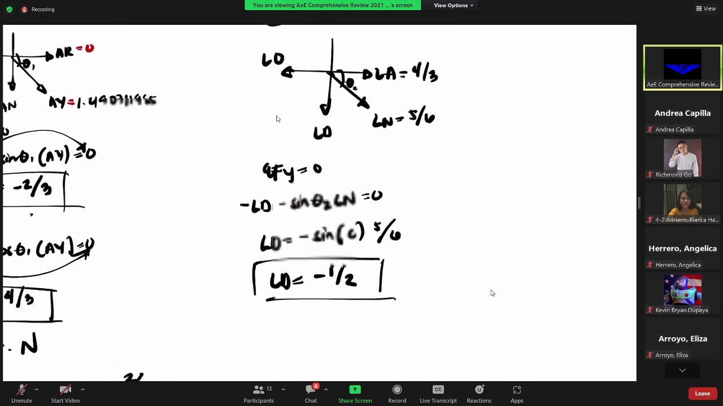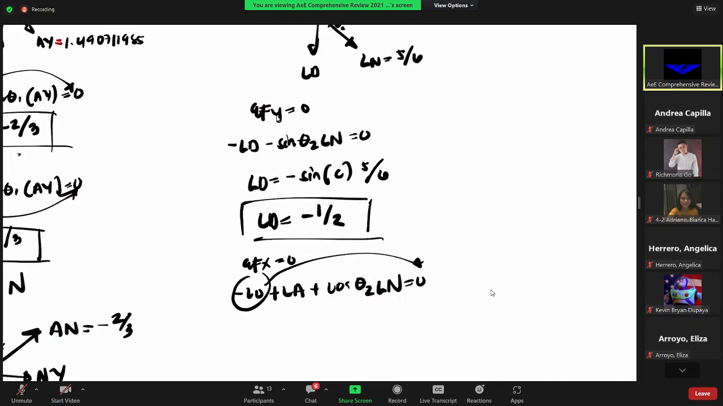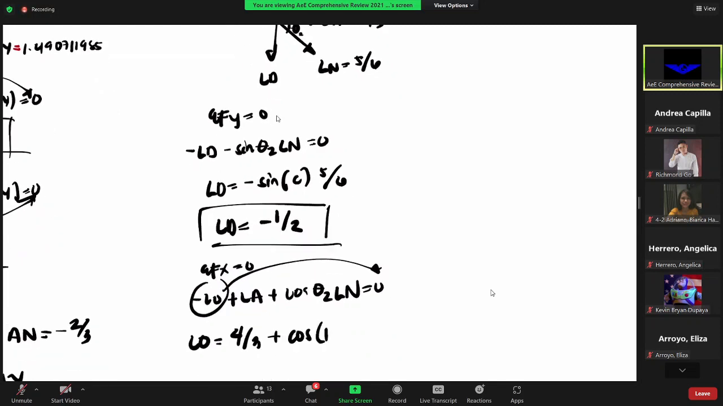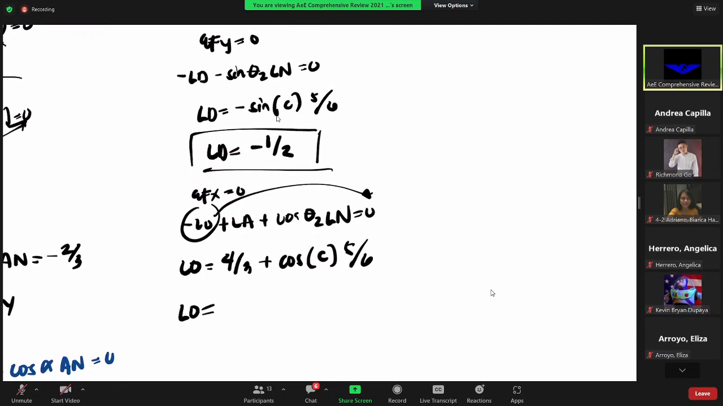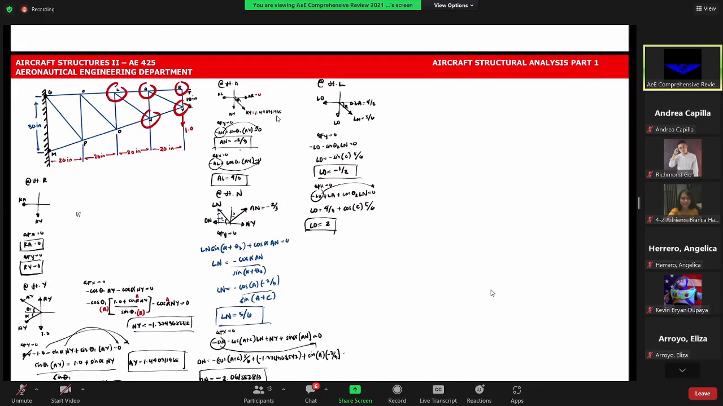Summation forces X is equal to 0. Negative LO, positive LA, positive cosine theta sub 2 LN is equal to 0. Transpose lang natin tong LO sa kabila. That is LO is equal to LA na 4/3 plus cosine theta, cosine store C, LN na 5/6. LO is equal to 2. Ayan.